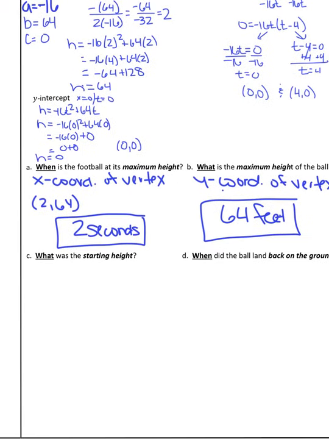What was the starting height? Again, this is the y-intercept. The y-intercept tells us the height, the y-coordinate of the y-intercept. This is 0 feet. Anytime we're at the origin, the height is 0. We're on the ground.